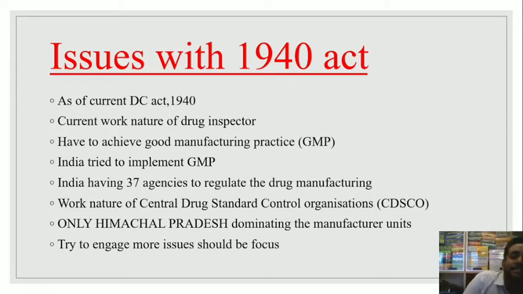Okay, these are the issues with the Act of 1940, because the Act contains old scenario targets. Old scenario targets means that GMP practices are not available in the old practice, and there is no particular standard that drug industries must achieve before introducing their product.